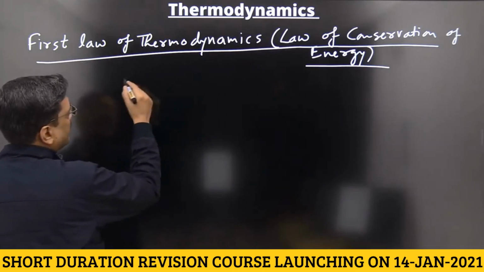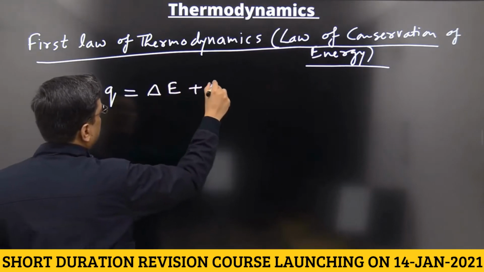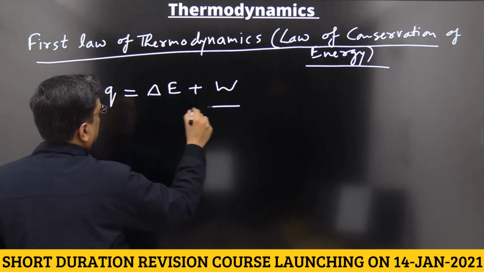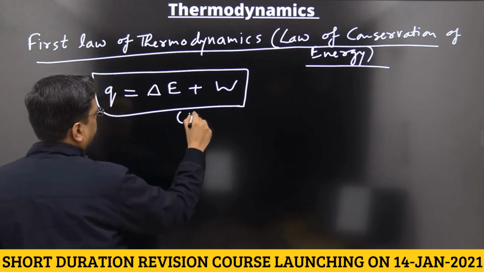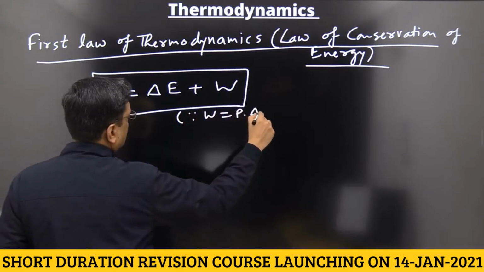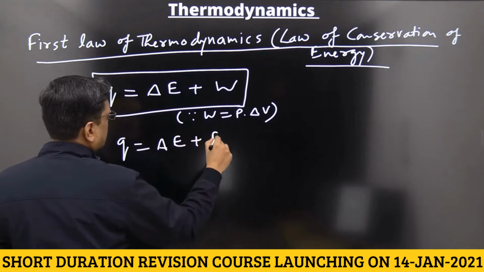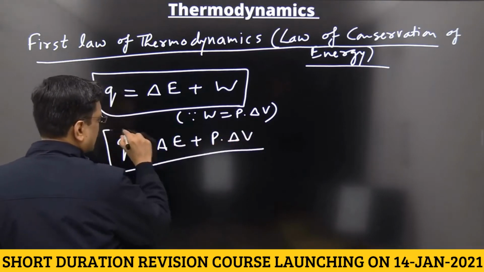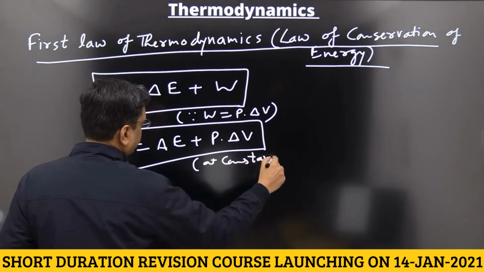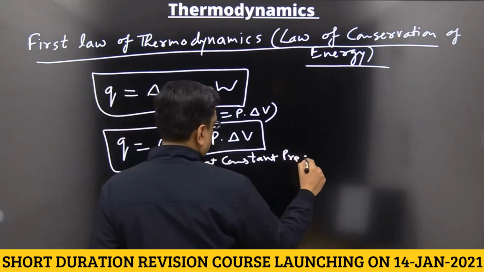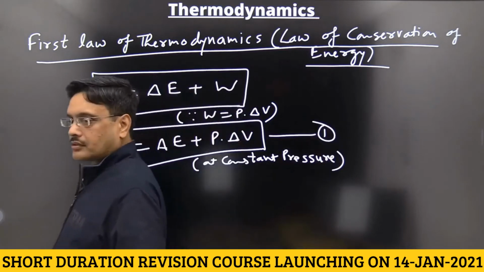So, according to the first law of thermodynamics, what is the equation? Q is equal to delta E plus W, where W is equal to P into delta V. So Q is equal to delta E plus P delta V. This is the mathematical expression for the first law of thermodynamics, but it is used at constant pressure, right?